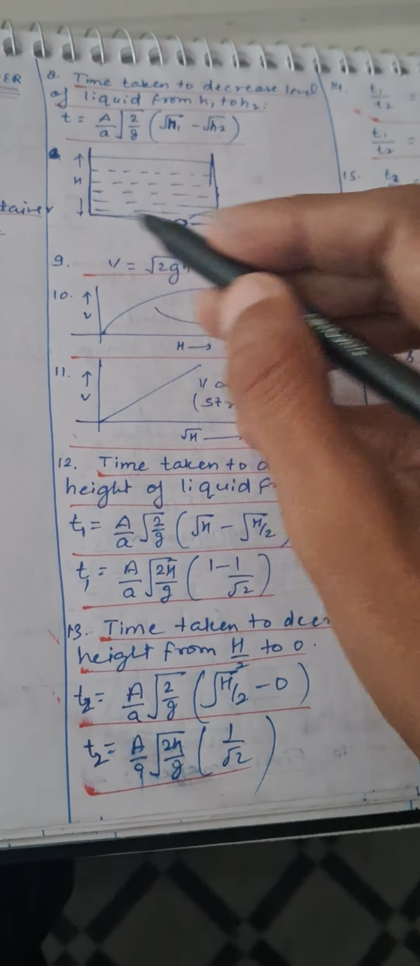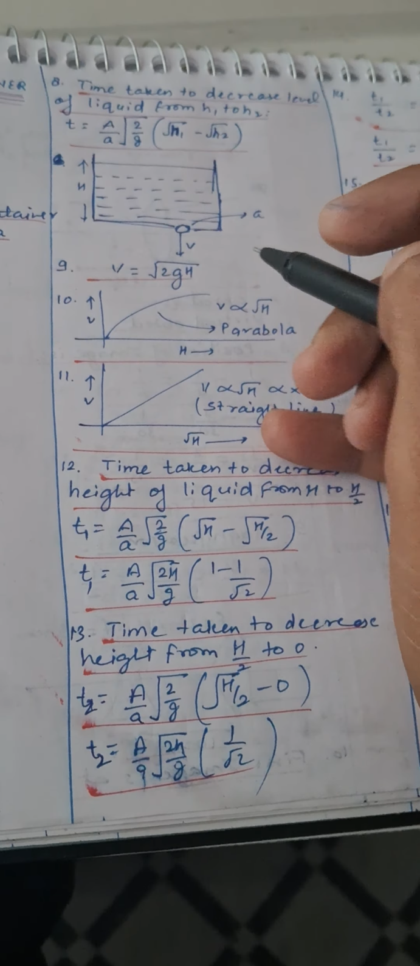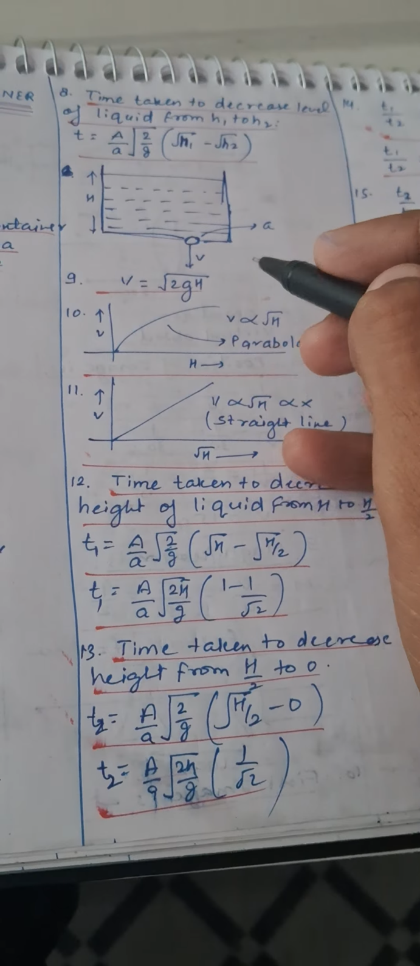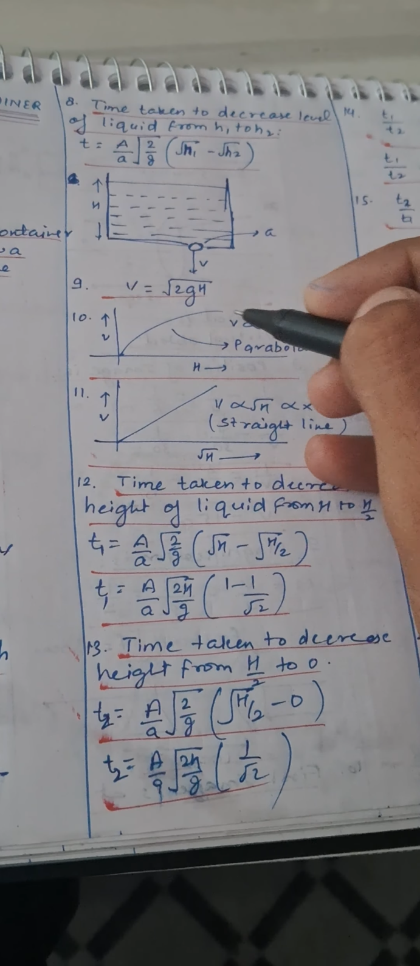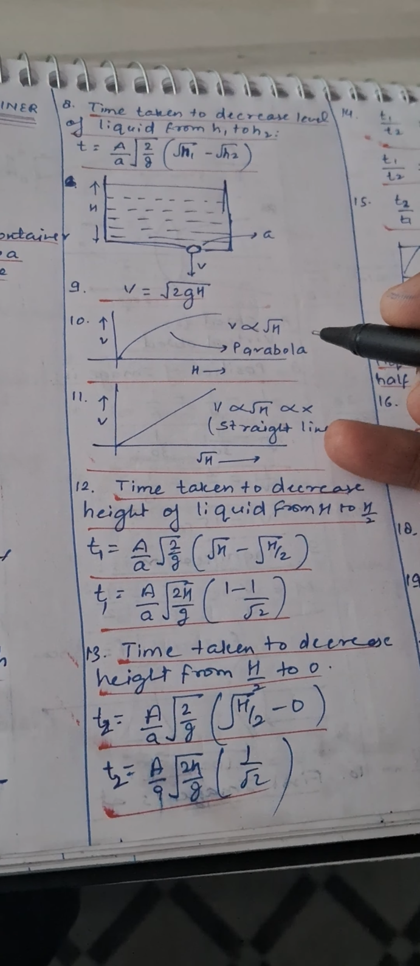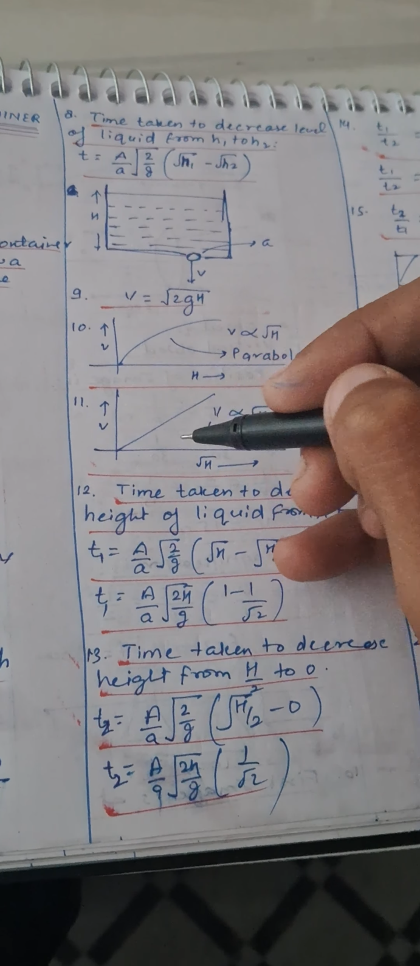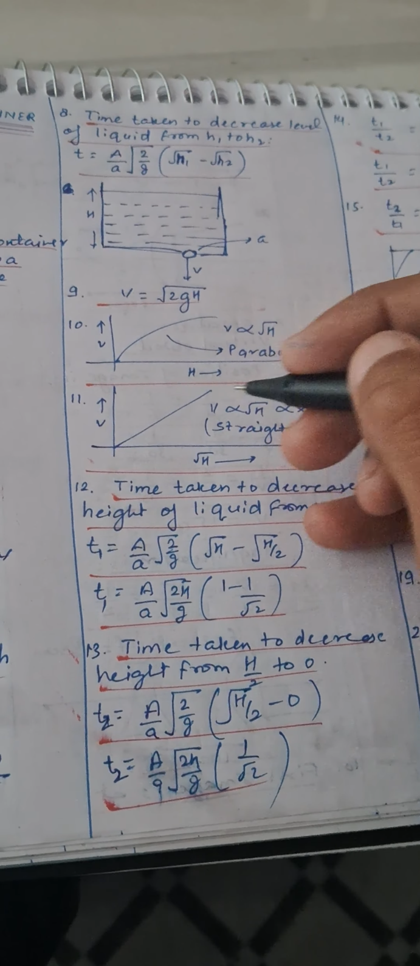Now in the next question we make the hole at the bottom of the container. So speed will be root 2gh. Now if we draw the graph between v and h, that will be a parabola turning toward the h-axis. However, if we draw graph between v and root h, that will be a straight line.